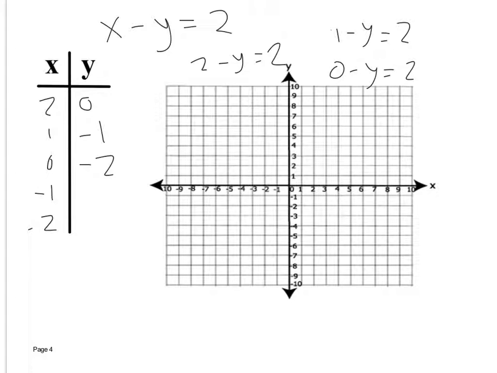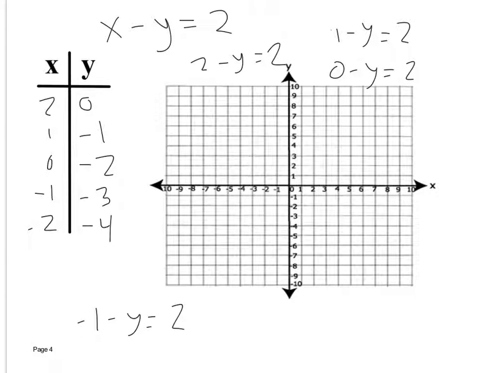Everybody see what we're doing? Any questions? -1 minus Y is equal to 2. What does Y have to be? -3. Everybody see a pattern here? X is going down by 1, Y is going down by 1. So if X is -2, what would be Y? -4. You don't have to pick these numbers when you're doing it in the homework, but these are really simple numbers, easy to work with.